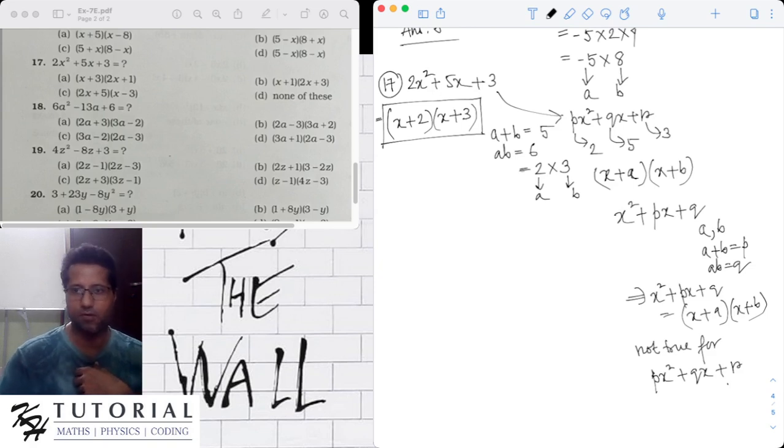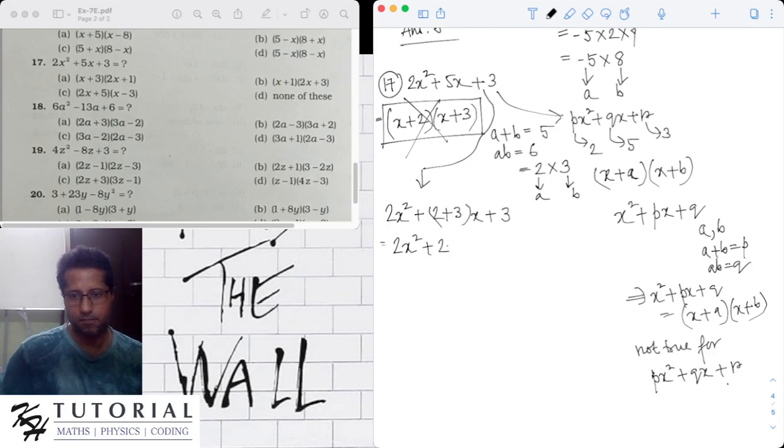So once you have found a and b, you have to proceed like this. You can write 2x square and 5 you can write as 2 plus 3, and then you have plus 3. So this is equal to 2x square plus 2x plus 3x plus 3. Now you will form groups like this.